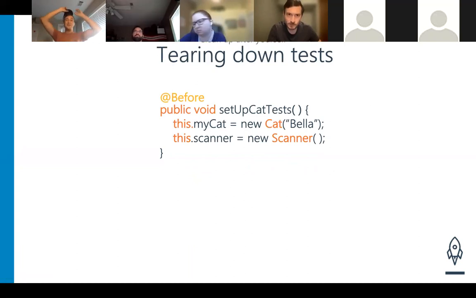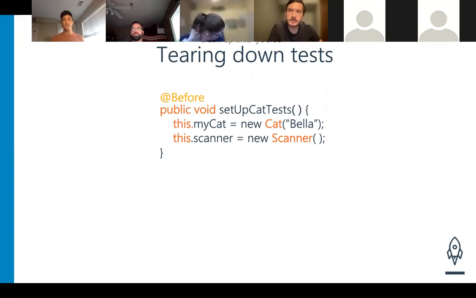Very good. Absolutely. So we have our before here. We're setting up our cat test. Take a very close look at what this method looks like. We have public void setUpCatTest here. And then we set up our instance of our cat. We say this because we're using global variables. Class variables. We should be using these class variables within the test. We'll see this in an actual exercise here in a moment. And then of course we use scanner or something like that.